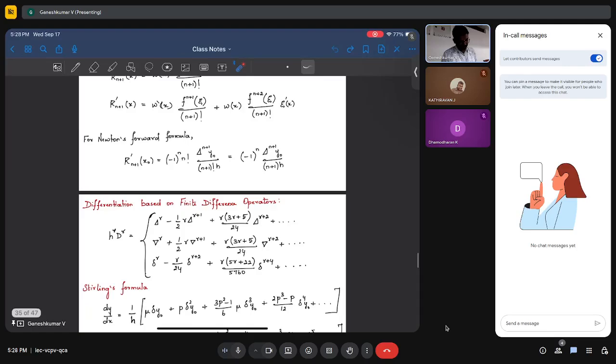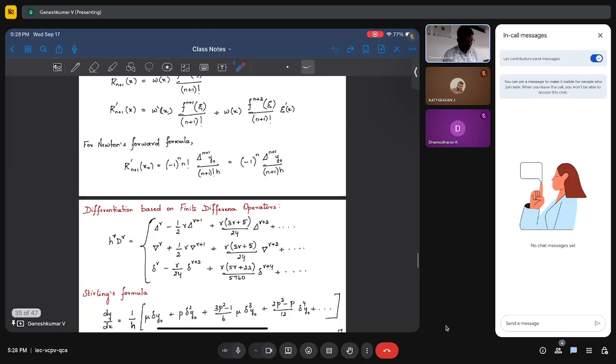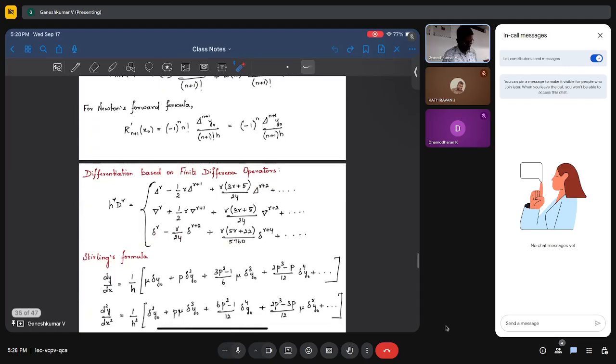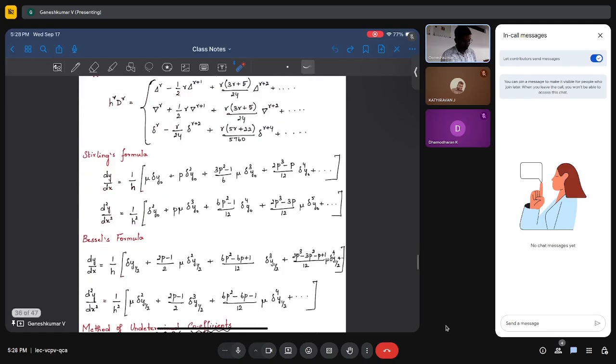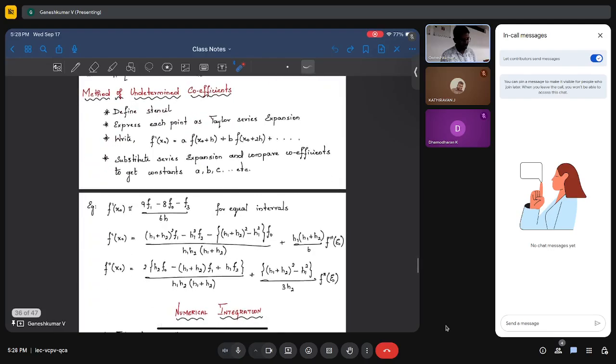And finally, we also studied in parallel errors and how the errors propagate. I'm not going to go into detail. Stirling's formula and Bessel's formula we can apply. All these things are fine. And finally, the method of undetermined coefficients.